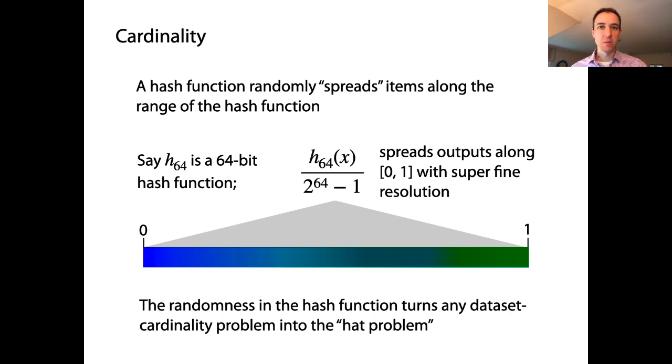And this is consistent with what we've seen all along. The randomness in the hash functions is what allows us to take assumptions like uniform spread across the range that don't really apply to the input data, but we can still assume them because they do apply to the output of the hash function.